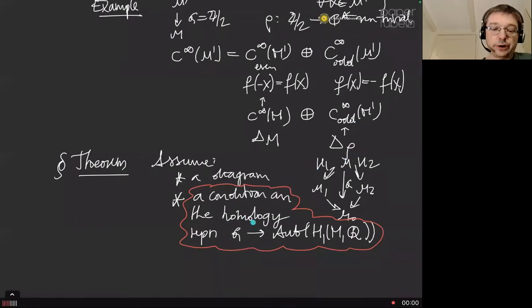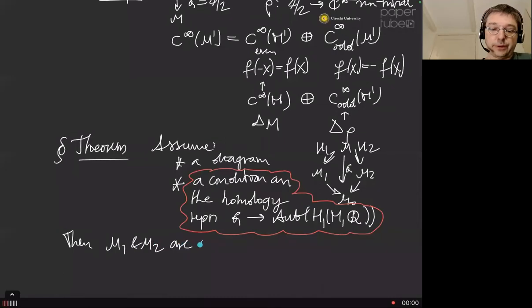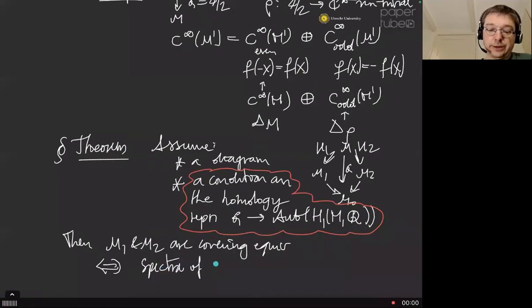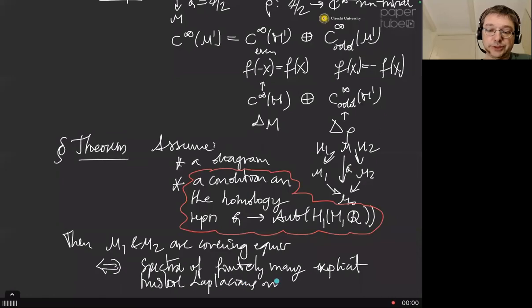M1 and M2 are covering equivalent over M0 if and only if the spectra of finitely many explicit twisted Laplacians on M1 and M2 match. So this is, let's say, the non-formula formulation of the main theorem.